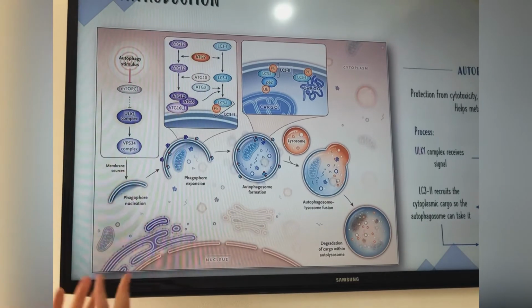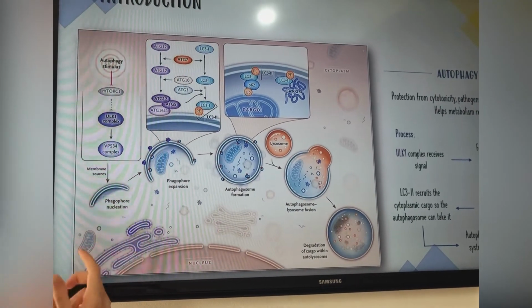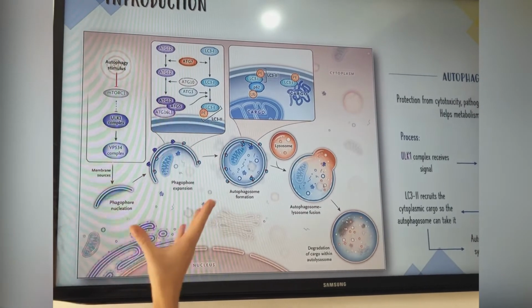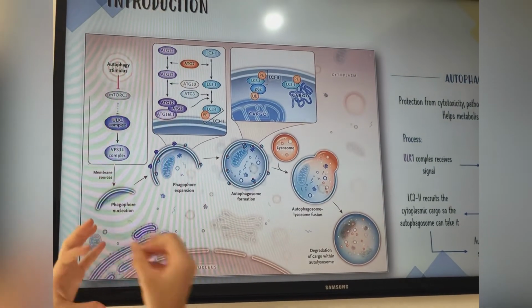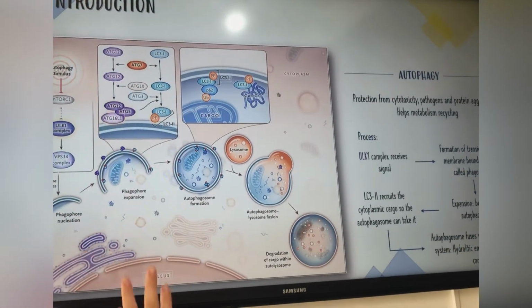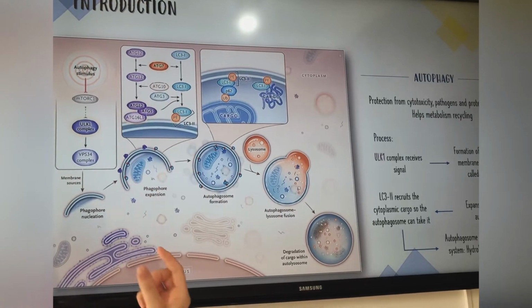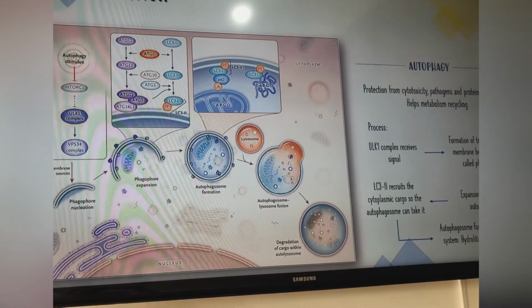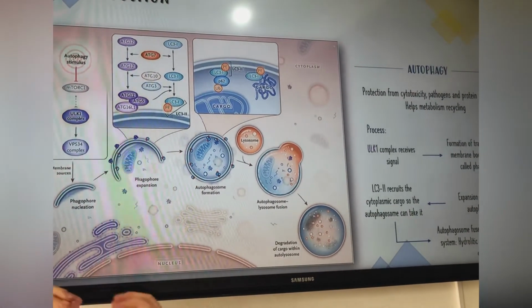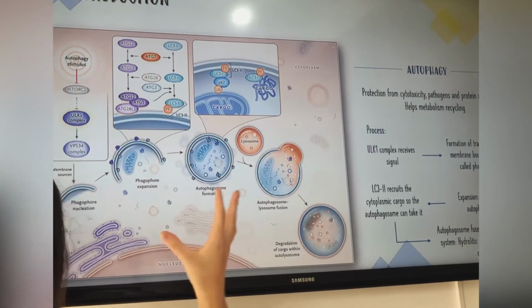and it helps to form a double bound structure called phagophore. The phagophore needs to expand, and for the expansion we need an interaction between many proteins that are ATG proteins, and this conjugating process is mediated by the ATG7. It is like the director that helps the conjugation. This helps to form the autophagosome.